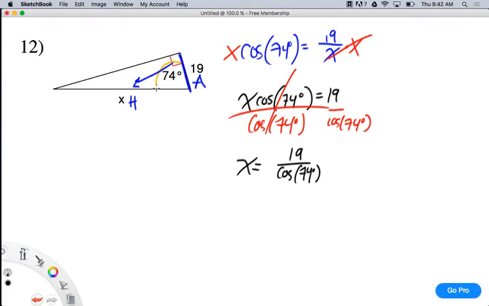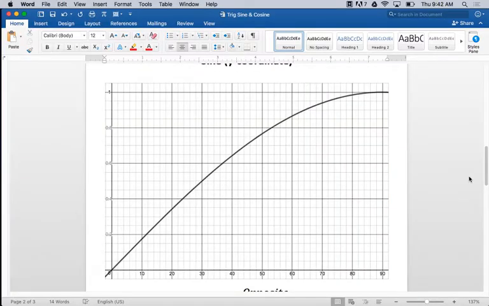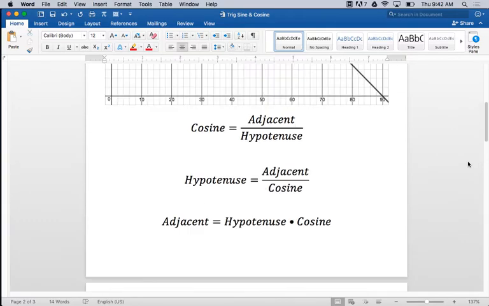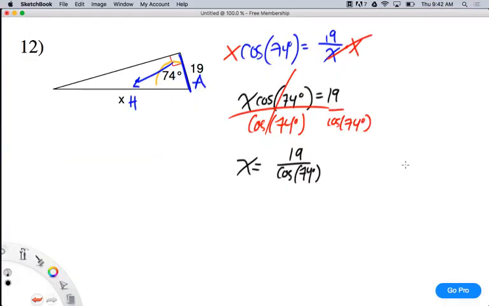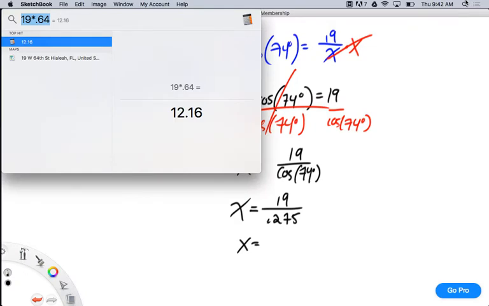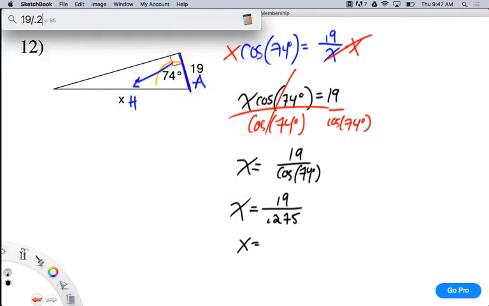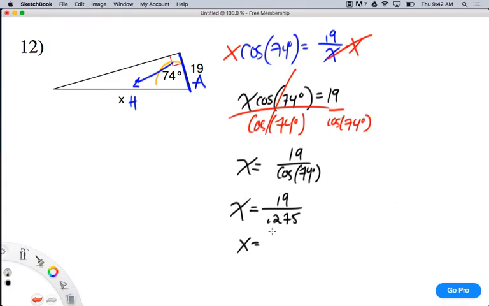I go to my graph, and 74 degrees is right there in the middle, so 0.275. X equals 19 over 0.275, so x equals 69. There you go. Check for reasonableness. Could that be 69? Sure.